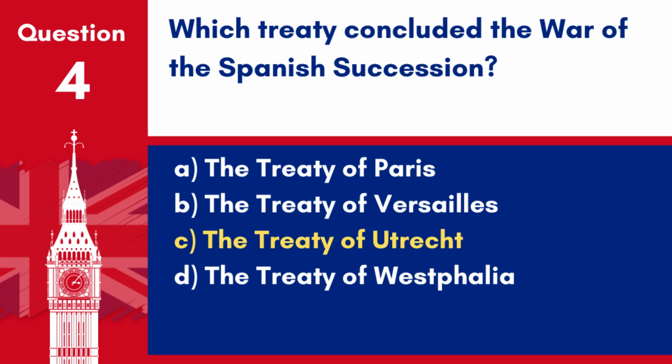Answer. C. The Treaty of Utrecht. The Treaty of Utrecht in 1713 ended the War of the Spanish Succession and redefined European power balances.